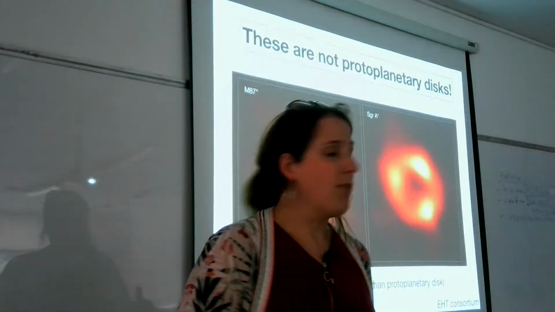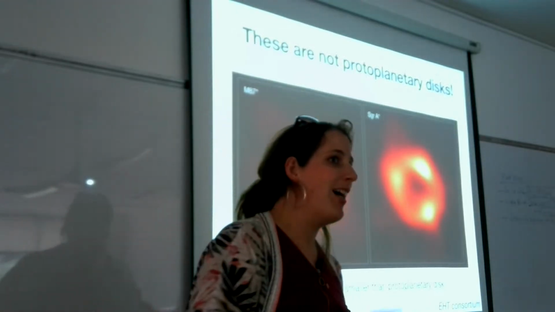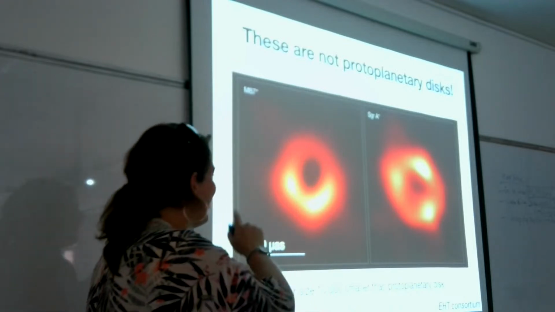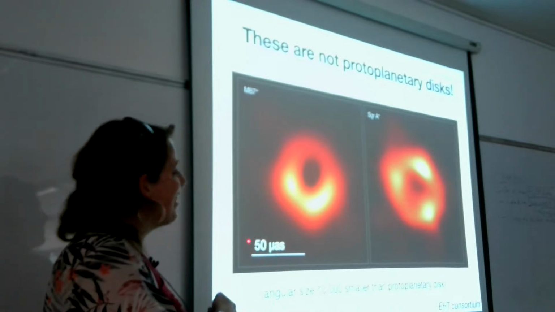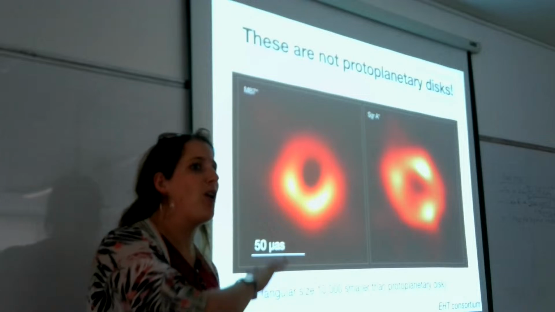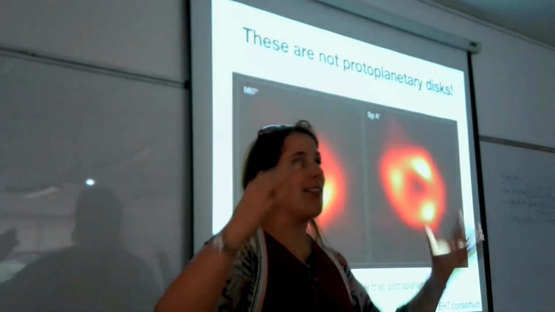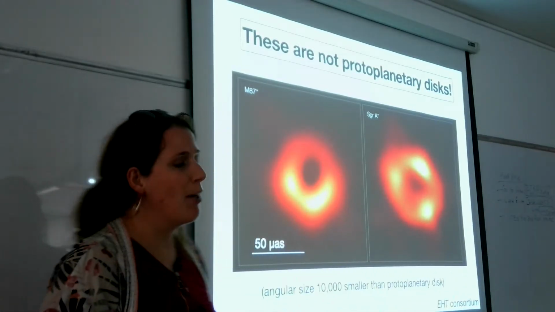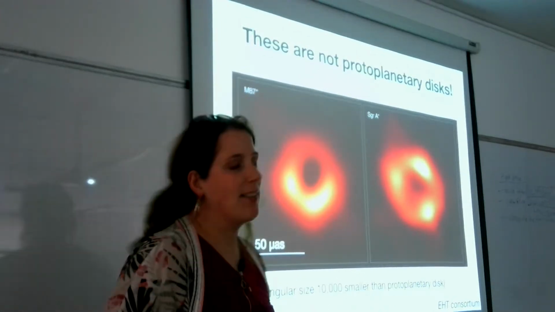And just as a reminder, these two are not protoplanetary disks with ALMA. Have you guys seen these images before? Yes. Good. So these are the images taken with the Event Horizon Telescope. Look at the scale. This is 50 microarcseconds. So this is really a factor of thousands smaller than whatever we observed with ALMA. So these are essentially the ionized gas surrounding black holes in both Sagittarius A* and M87. And the angular size is actually 10,000 times smaller than a typical disk.